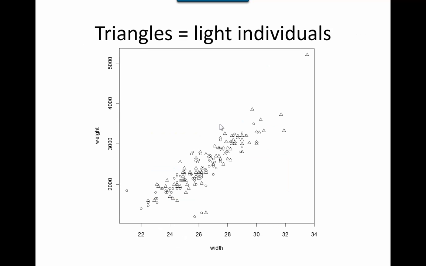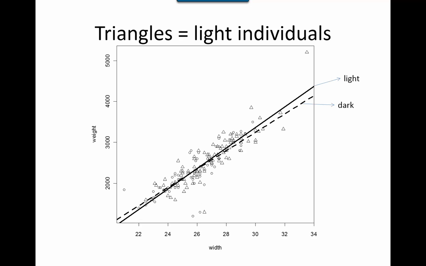So here's our scatter plot again. What we have now are circles for the dark-colored individuals and triangles for the light-colored individuals. If I fit 2 separate regression lines, one to the light-colored individuals and one to the dark-colored individuals, this is what I get. So there's a point at which the 2 lines cross.